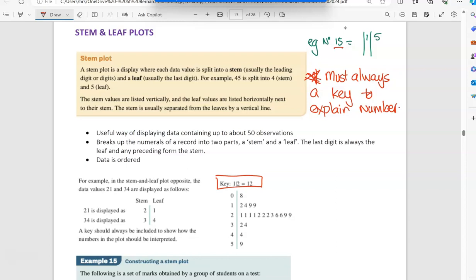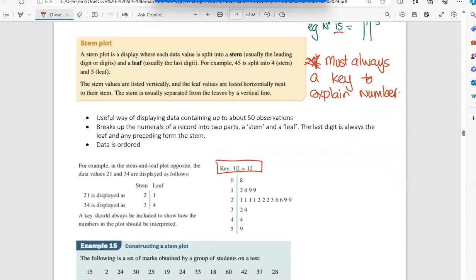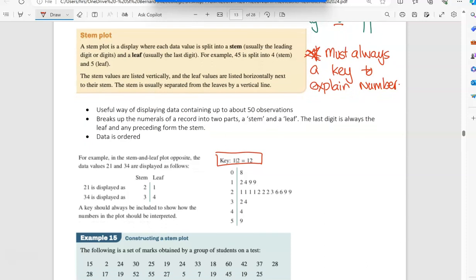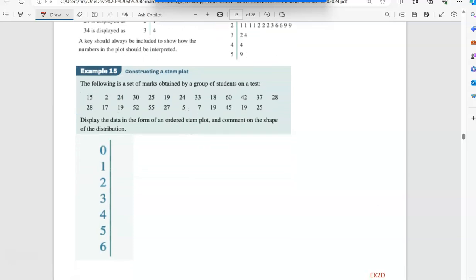We don't normally use stem and leaf plots for large amounts of data because it's not a very good display of it. But if we have, for example, when they say data that's less than 50, so if n was 50, anything above that, we wouldn't probably do a stem and leaf. So we're going to construct a stem and leaf plot. If you notice, a stem and leaf plot will also order the data.